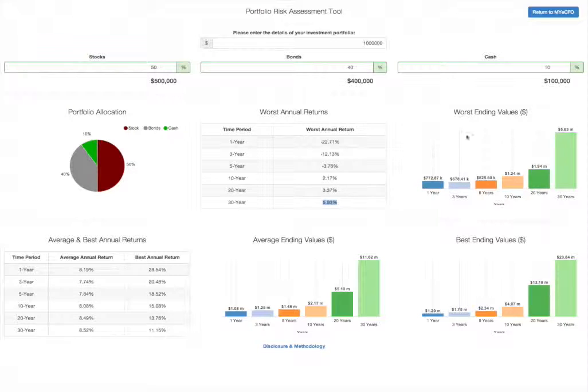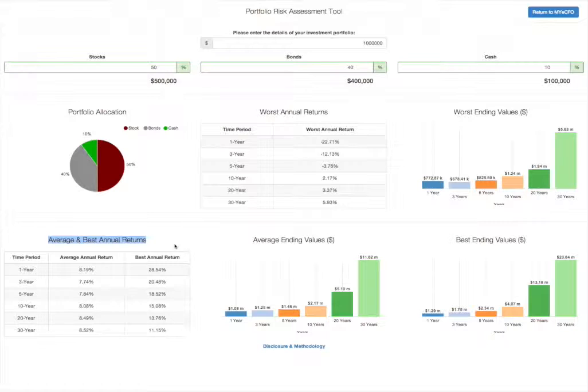Another way to think about it is, what would have been the worst ending value of your initial $1 million investment? You can see in a 1 year period you would have ended up with $773,000. But if you were able to hold on 30 years, again not taking into account taxes and fees, you could have ended up with about $5.6 million. So name of the game, wait as long as possible, and you'll be, or should be, fine, and based on historical data. No one knows what's going to happen in the future, but that's based on historical information.